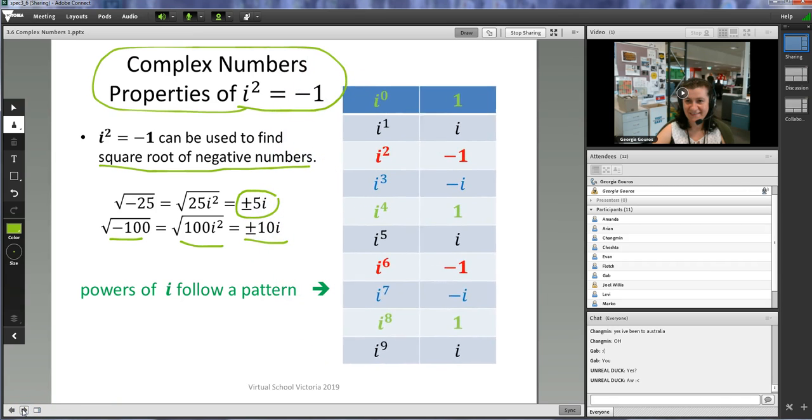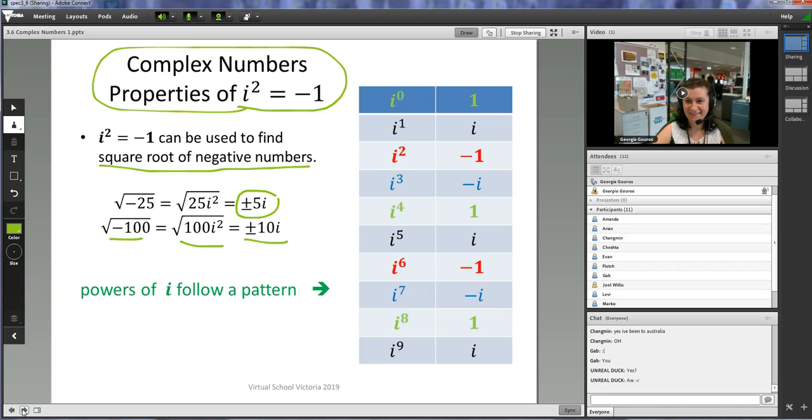We have these beautiful patterns emerging when we raise this imaginary number to different powers or different indices. Like all numbers, raising any number to the power of 0 is equal to 1. Raising any base to a power of 1 is equal to the number itself. It starts to become interesting here. So you notice a pattern. i squared is equal to negative 1. i cubed is equal to negative i. Then we've got i to the power of 4 is equal to 1. And then this pattern repeats again.